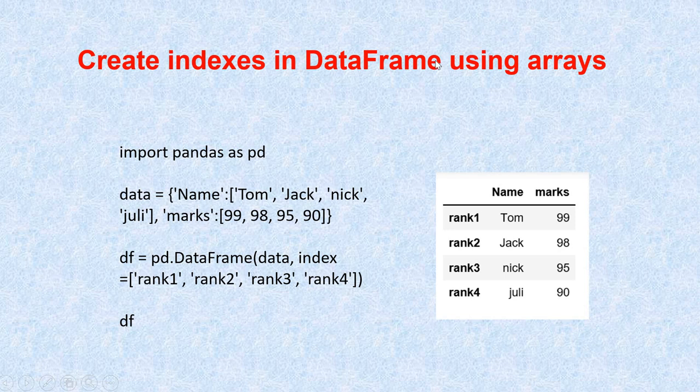Now create indexes and DataFrame using arrays. See, we have created here indexes also using strings. Import pandas as pd. Data is equal to name. This is the key. Then values Tom, Jack, Nick and Julie. And marks. This is the second key. Then 99, 98, 95 and 90. df is equal to pd.DataFrame(data), and index is equal to, in the square bracket, you will be giving rank 1, rank 2, rank 3 and rank 4. See, these are the indexes, and name and marks are the headers of the columns.